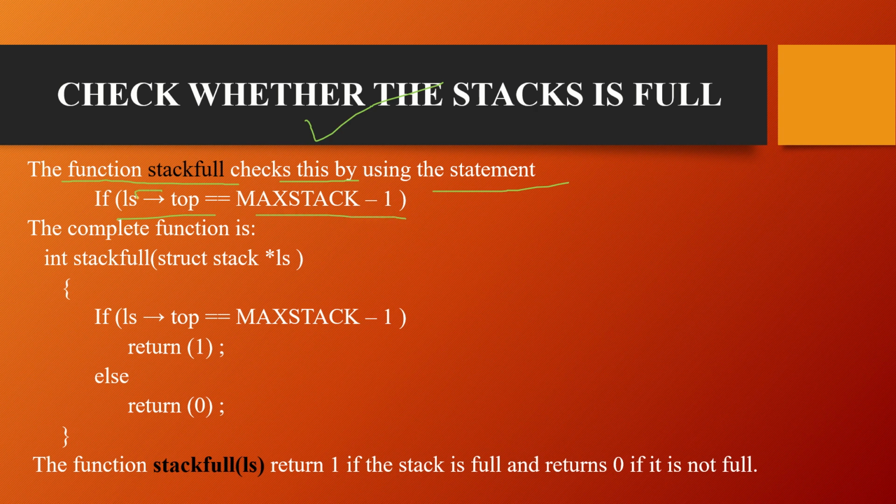So this arrow is a dereferencing operator. It is used in case of pointers to access the structure's variable through the variable ls. We will use this dereferencing operator, that is, the arrow. So if ls->top == MAXSTACK-1, then we say the stack is full.